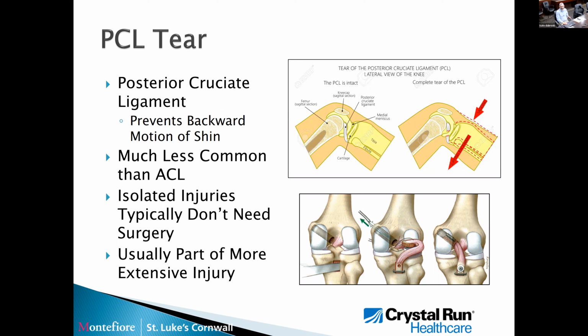Typically, if it's an isolated injury, meaning it's only the PCL that's torn, these don't need surgery, even in complete ruptures. Sometimes they're partial ruptures, but even in a complete rupture, if it's an isolated injury, it may not need surgery. But usually they're part of a more extensive injury. There are other ligaments involved. If that's the case, then it would need to be reconstructed in addition to whatever other ligament injury there is.